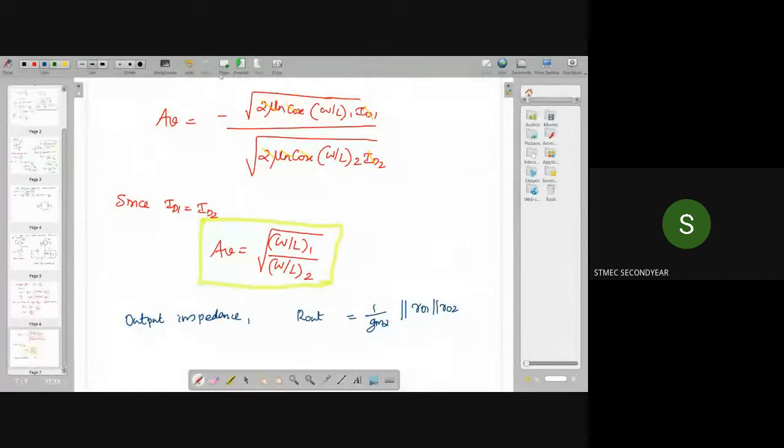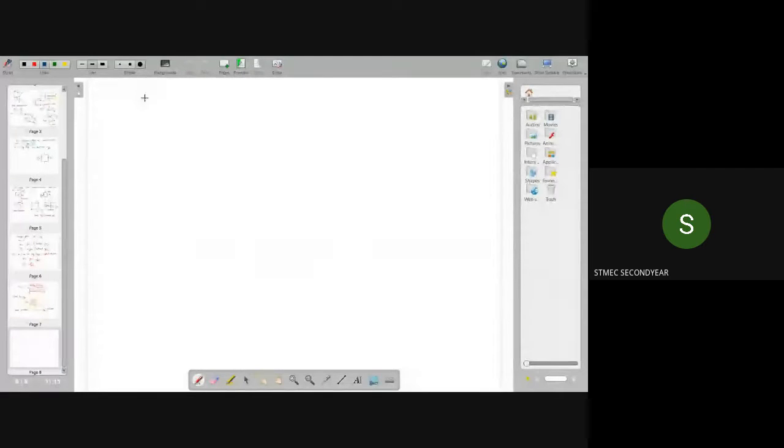Okay, so let us move on to the next topic. Our next topic, the last topic from this module, is multi-stage amplifiers.